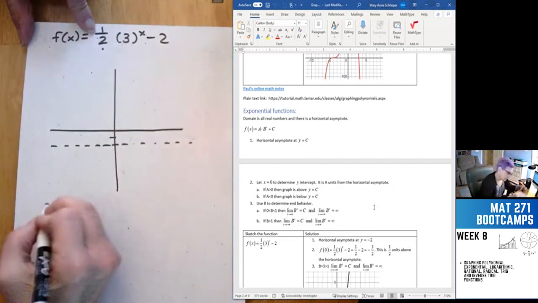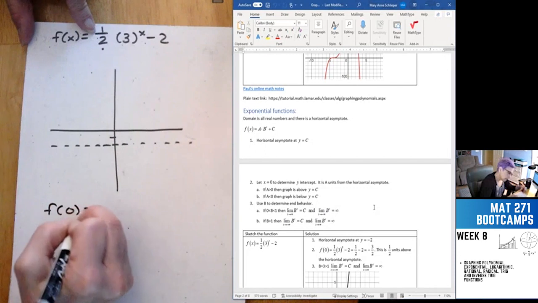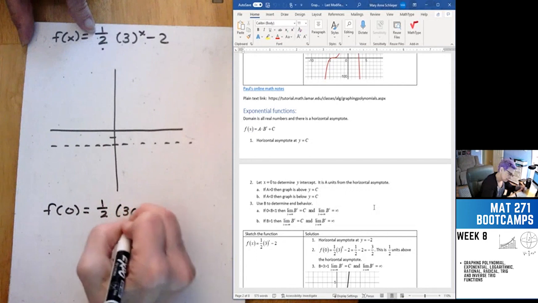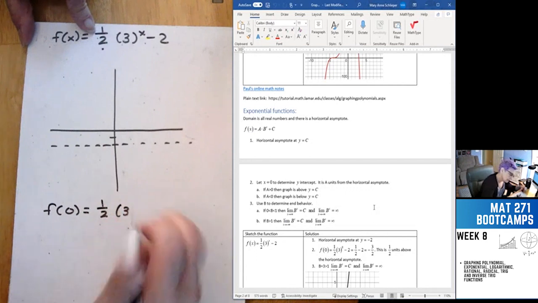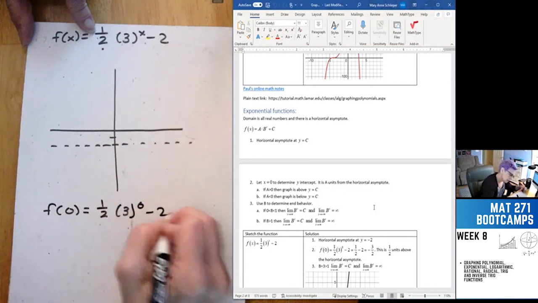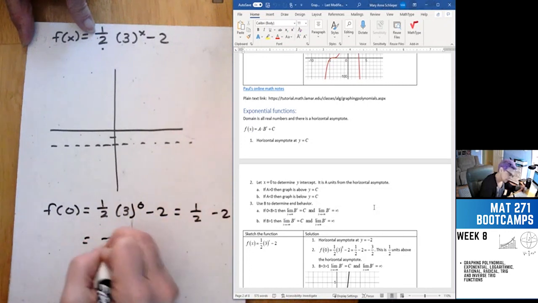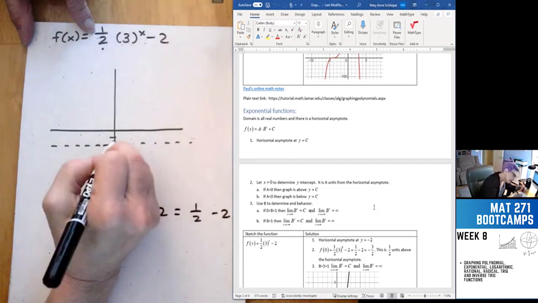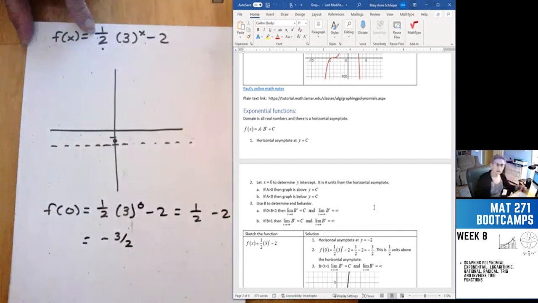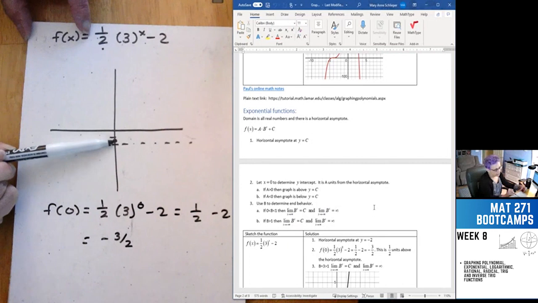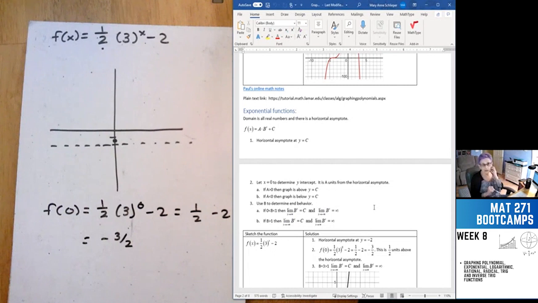To figure out where we cross the y-axis, we can plug 0 in. 1/2 of 3 to the 0 minus 2. So 1/2 minus 2 is negative 3/2. So we're going to cross right there. And since this is a positive 1/2, it lives 1/2 unit above that horizontal asymptote.